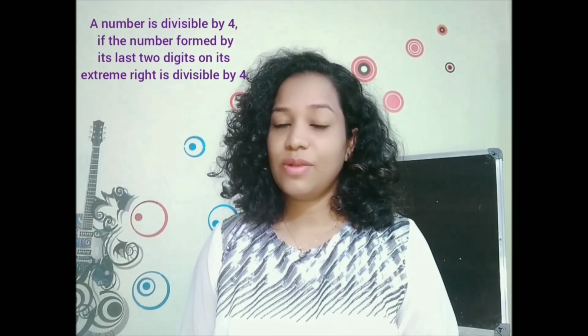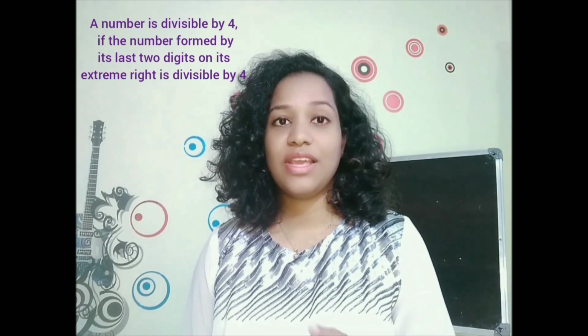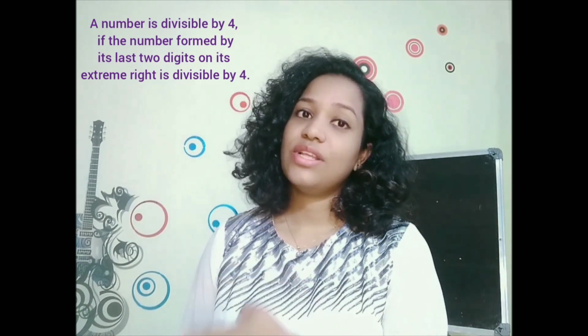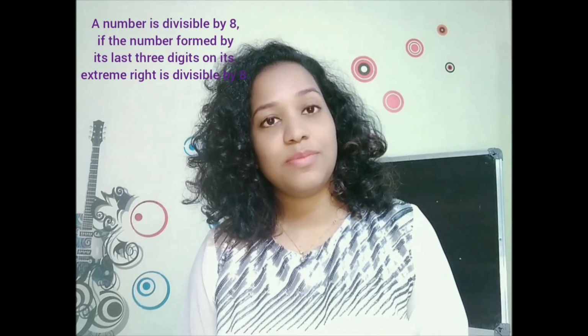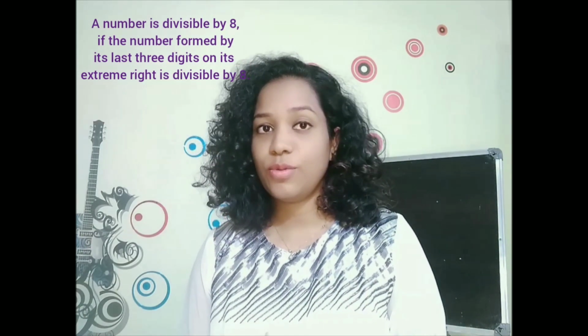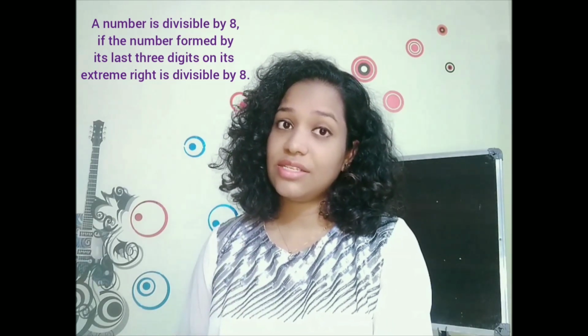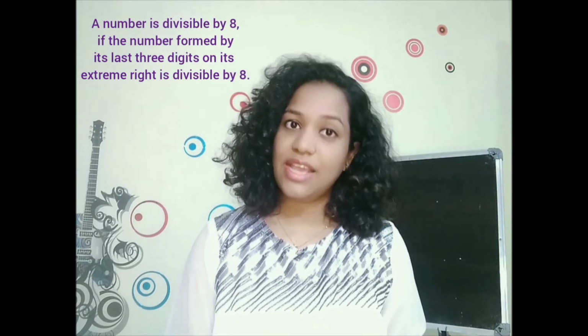Let's discuss the divisibility rule of 4 and 8 now. A number will be divisible by 4 if the number formed by its last 2 digits on its extreme right is divisible by 4. Like that, the number will be divisible by 8 if the number formed by the last 3 digits on its extreme right is divisible by 8.